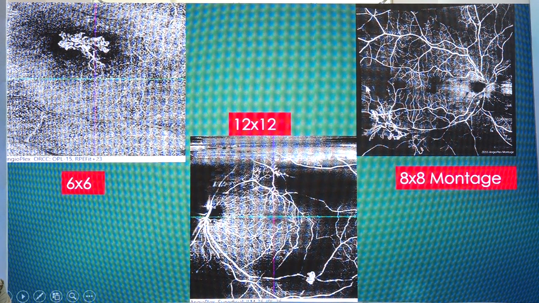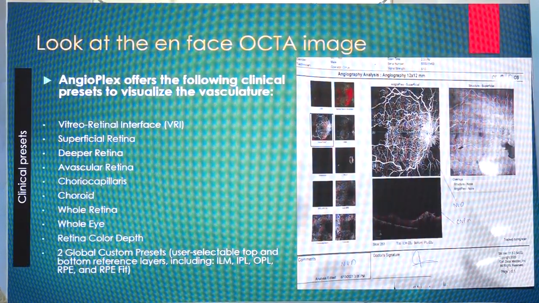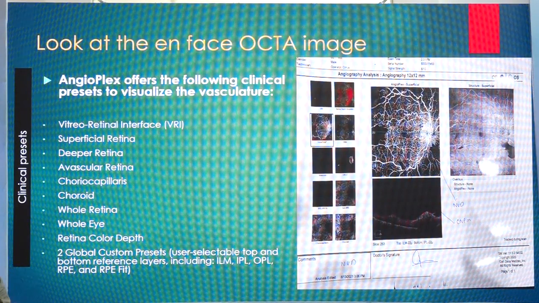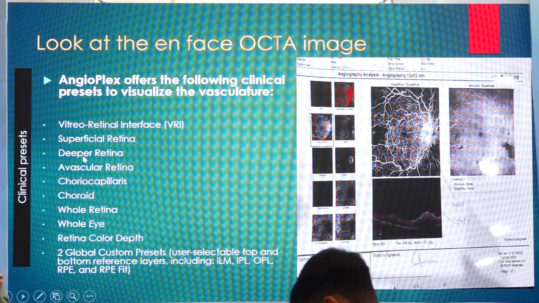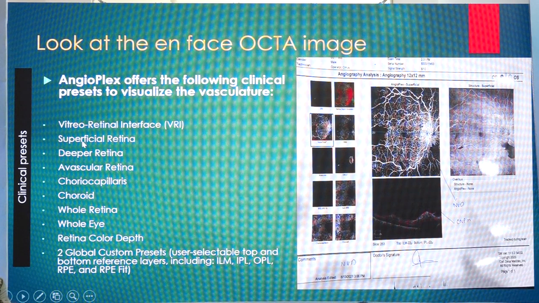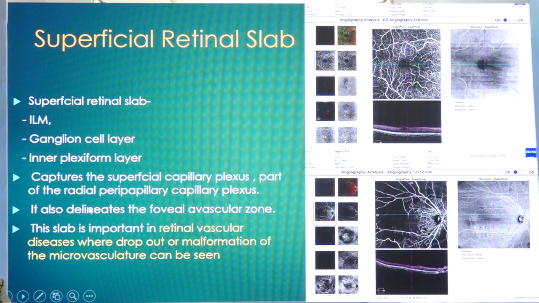And if you want to see new vessels and areas of capillary non-perfusion, you should always go for 8 into 8 montage, or you can go into 12 into 12 montage, which takes areas above and below the arcades. So you can see areas of capillary non-perfusion and neovascularization in these patients. There are various presets available in all the machines: superficial, deep retina, avascular retina, choriocapillaries, choroid, and each of the segments I'll be discussing in detail.